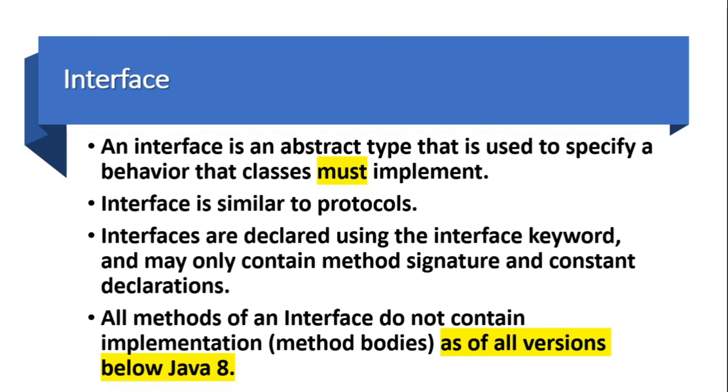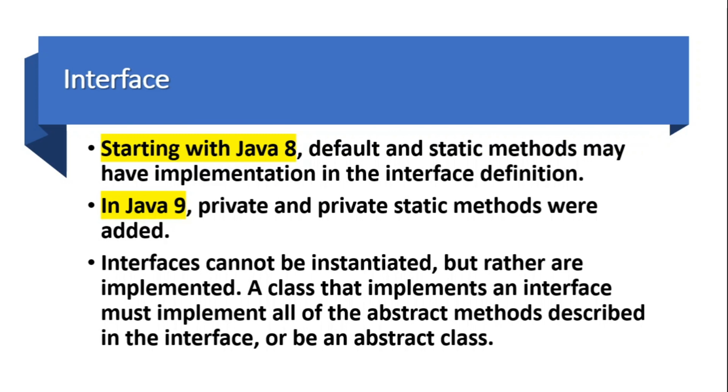Now here's how it starts changing. All the methods of an interface do not contain implementations, method bodies, in all versions below Java 8. We're just repeating what I said in the previous point. Starting from Java 8, default and static methods may have implementations in the interface definition. So we start adding default methods, which is something you may never have heard about. Today we're going to talk about it. And static methods, we know what a static method is, but both of them were introduced in interfaces in version 8. In version 9, we start having private static methods in interfaces.